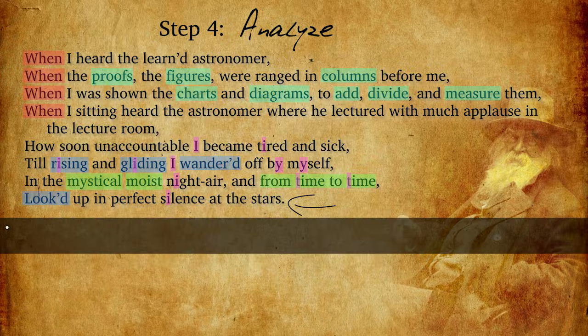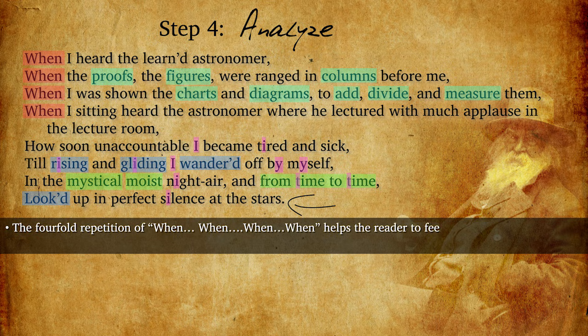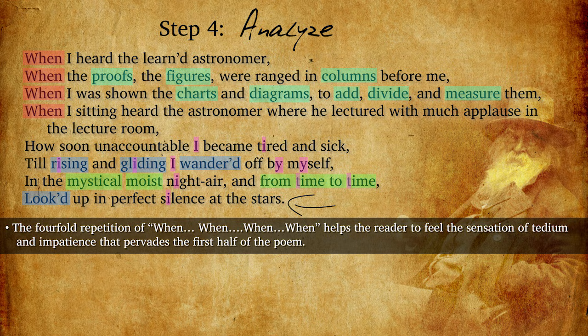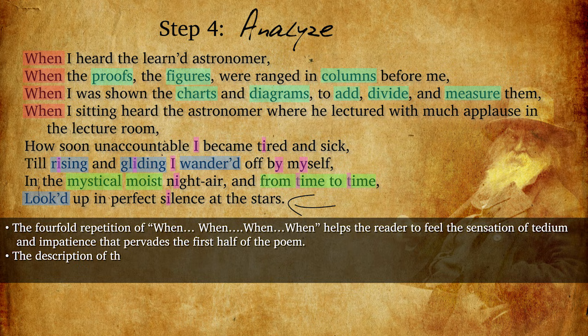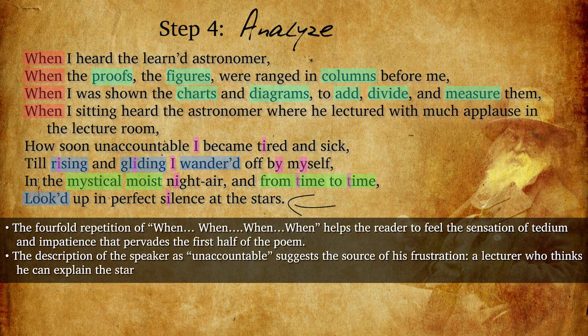For instance, we could claim that the repetition of the word when at the beginning of each of the first 4 lines helps convey the speaker's boredom and impatience with the repetitive, data-stuffed lecture. We could also claim that the speaker's description of himself as unaccountable, with its root in the word count, helps explain why he finds the astronomer's mathematical approach to the stars so lacking.